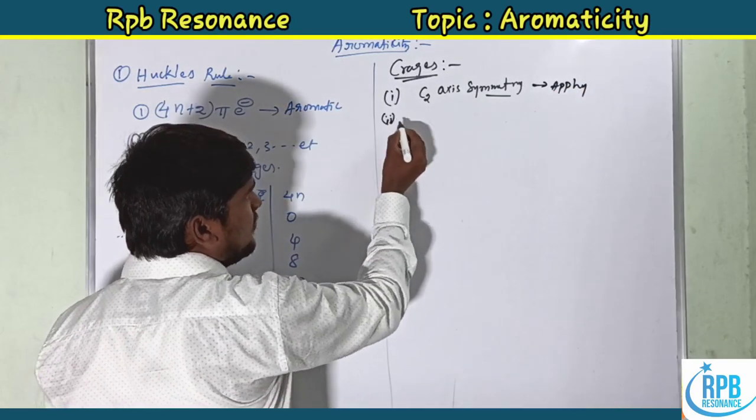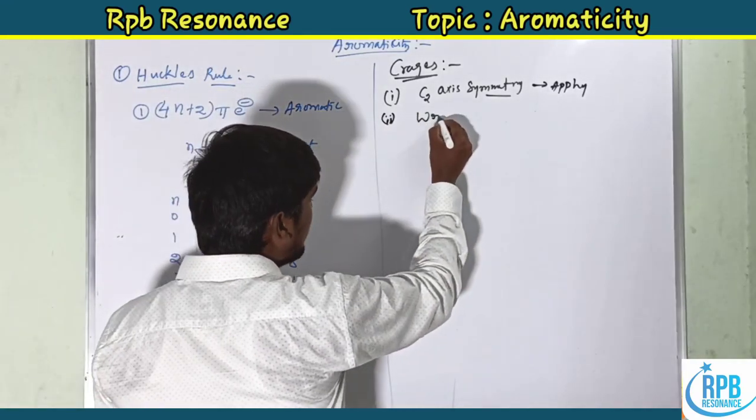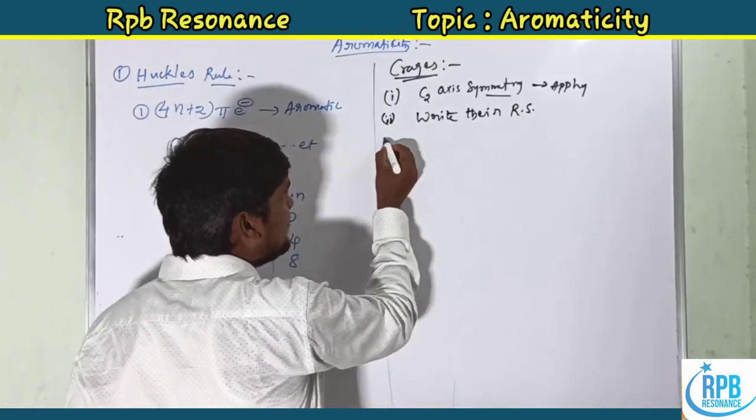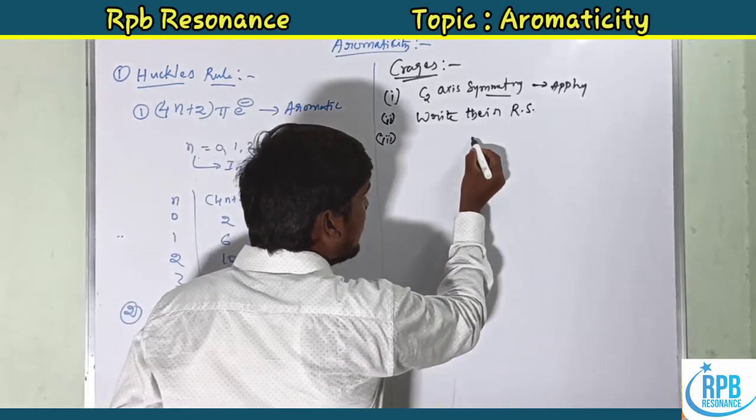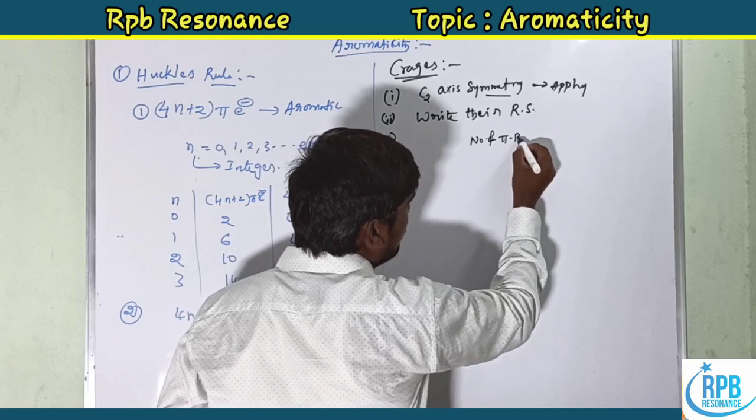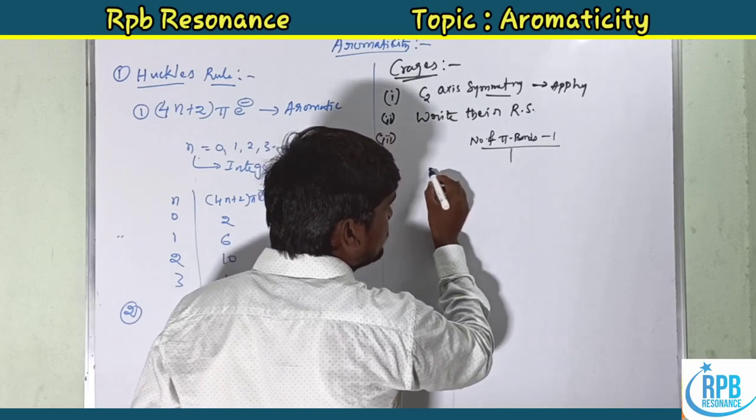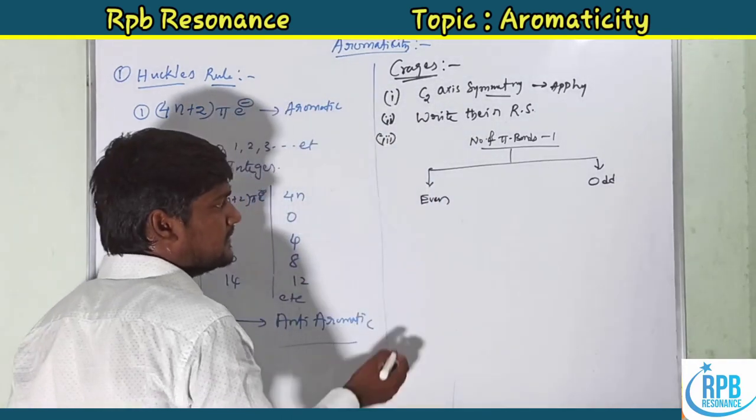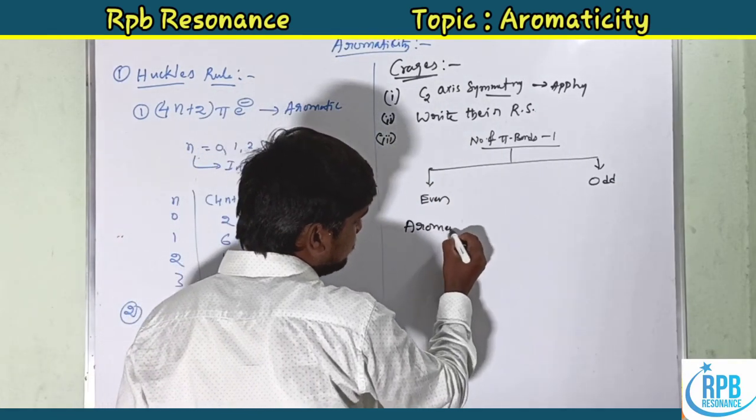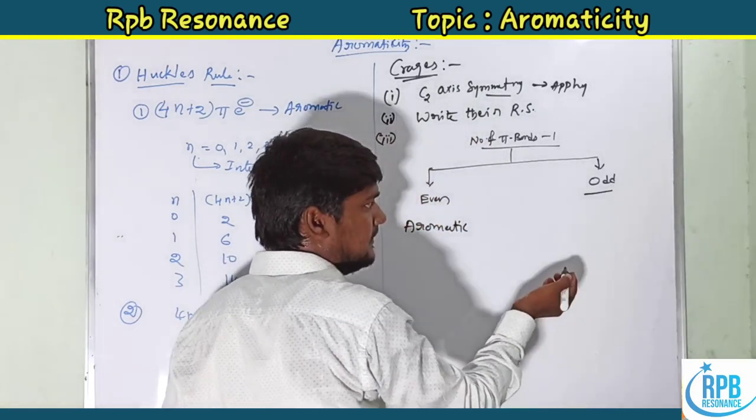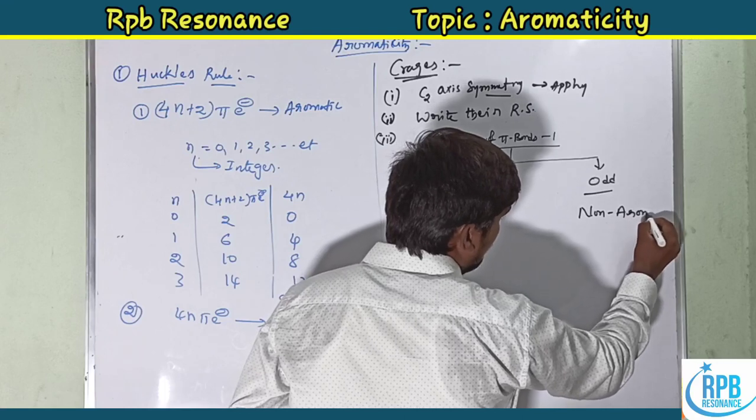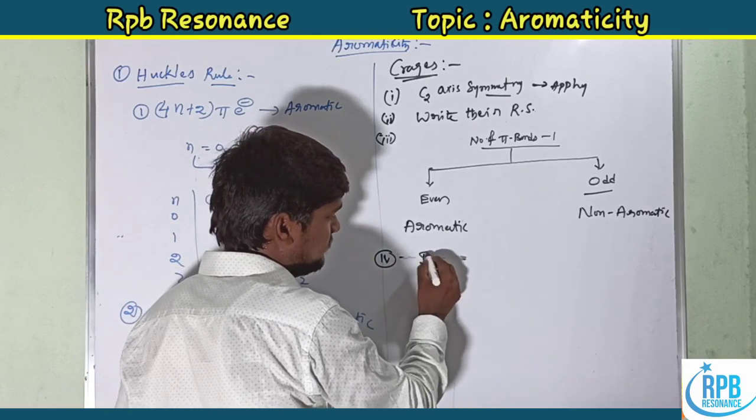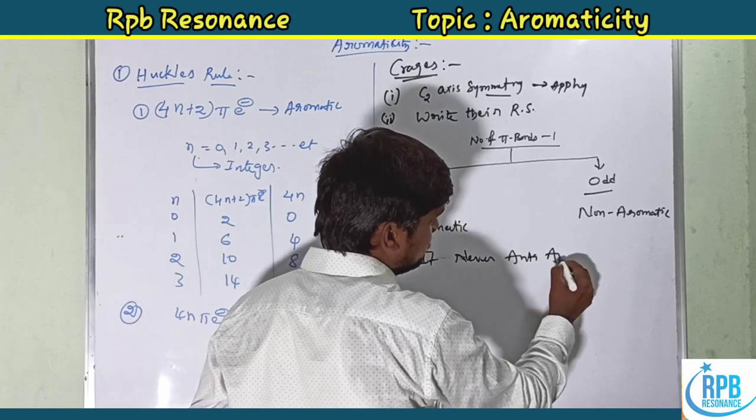Now the second point: after getting the C2 axis of symmetry, write their resonating structures. After writing the resonating structures, calculate the number of pi bonds minus 1, and check whether it is even or odd. If it is even, then it's said to be aromatic. If it is odd, it is non-aromatic. So in case of Craig's rule, it can never be anti-aromatic.